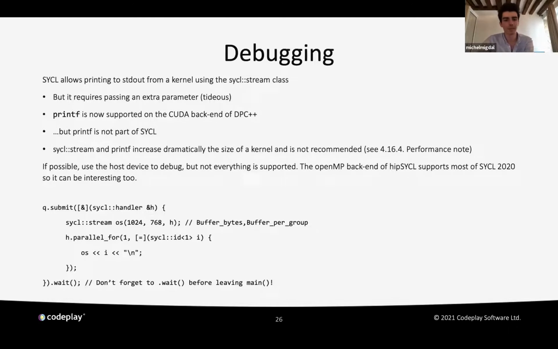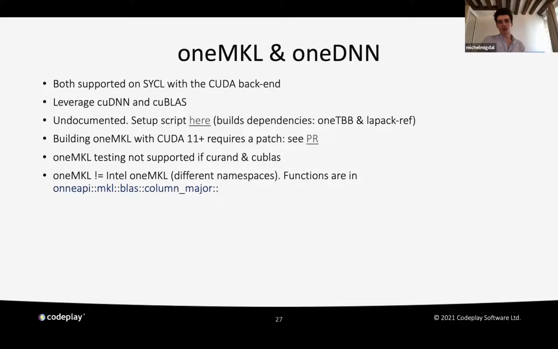And so I was talking about oneAPI and oneDNN. The only caveat when you are porting some code to that is that you need to change the namespace, because cuBLAS doesn't implement row major operations. It's only column major. So once again, that's not documented.